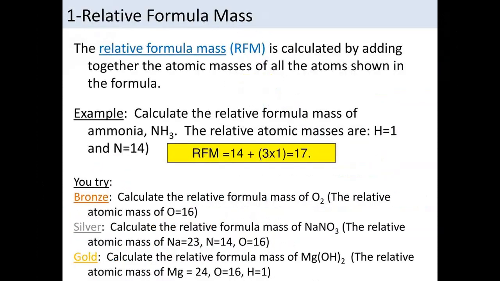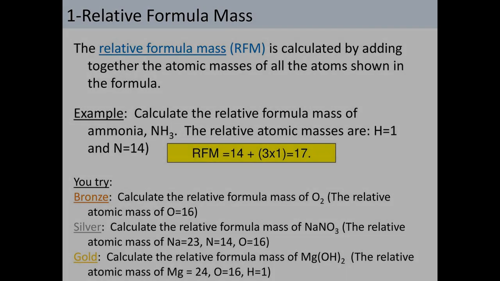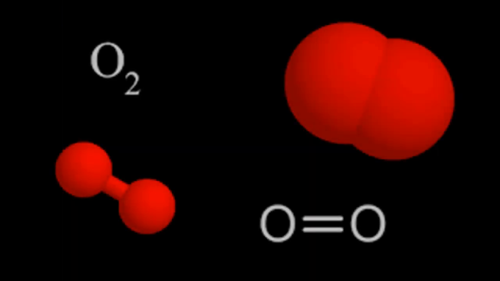So let me just do an example with you. You see here it's called relative formula mass. It's calculated by adding together the atomic masses of all the atoms shown in the formula. So I'm going to look at the example of ammonia, NH3. The relative formula mass of ammonia must be the relative mass of hydrogen, which is 1, and nitrogen, which is 14. So let's quickly look at those answers.